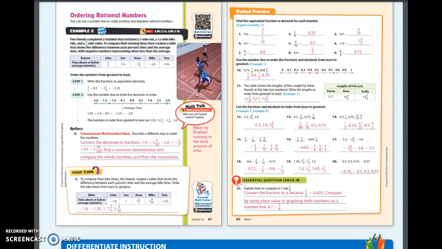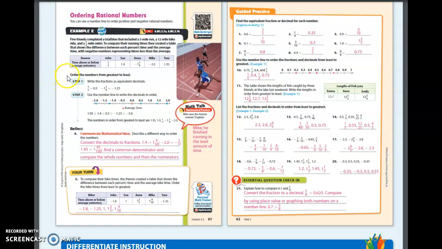For our next slide, we're ordering rational numbers. We have a real-world example here of 5 friends who completed a triathlon that included a 3-mile run, a 12-mile bike ride, and a half-mile swim. To compare their running times, they created a table that shows the difference between each person's time and the average time, with negative numbers representing times less than the average.